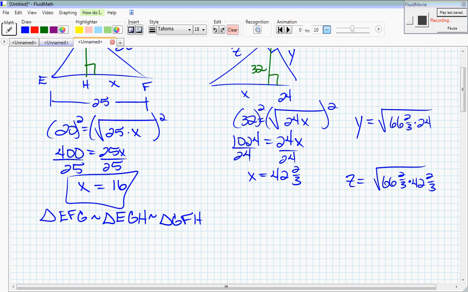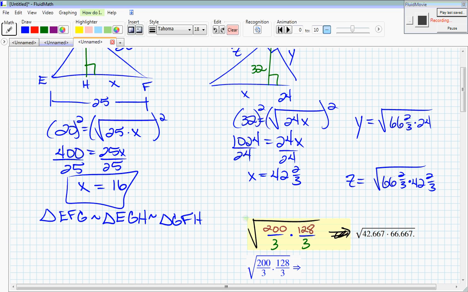So let's just say 66 2/3. Let's see, 66 times 3 plus 2 is 200 thirds. So what we'll do is the square root of 200 thirds times 42 and 2/3. Let's see, that's 128 over 3. Make sure it's reading all of these numbers correctly. Now let's see what we get here. It's not much better, is it? Problem is I don't have my calculator with me.